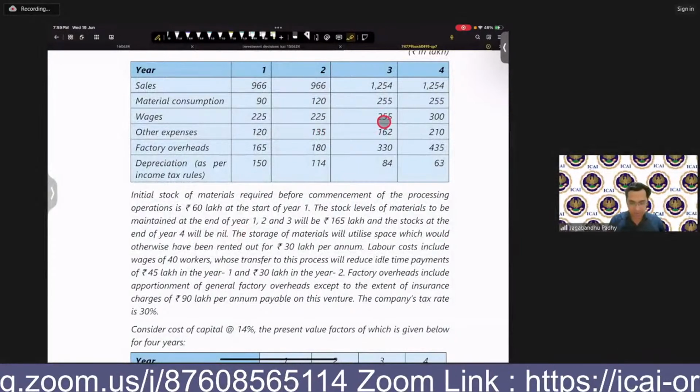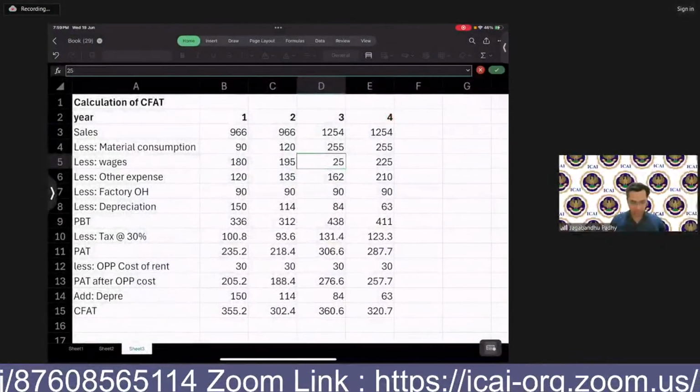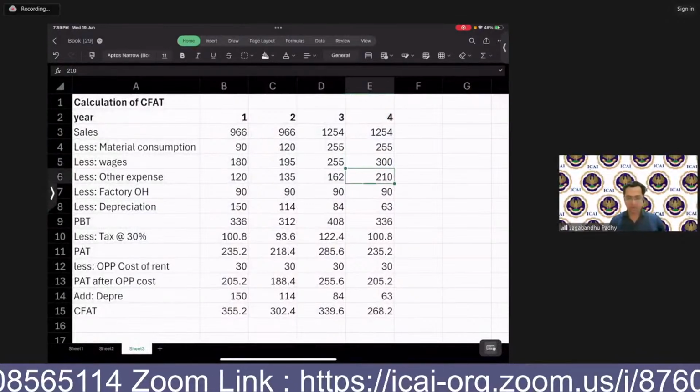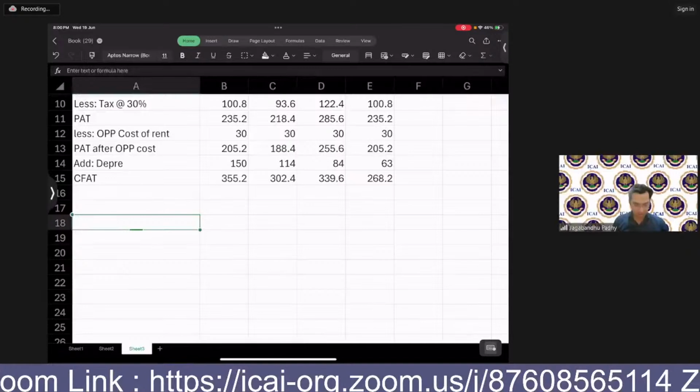One second. Wages, I think, yeah, it's 255 and 300. It's a mistake. 255 and 300 wages. Okay. So we got the CFAT. Now it's time for us to calculate NPV.